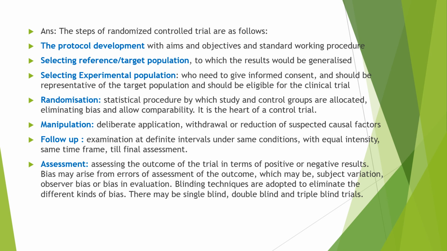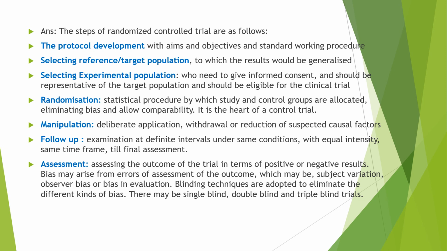And as we mentioned, next is the randomization. Randomization is often called the heart of a controlled trial. It is a statistical procedure by which study and control groups are allocated, eliminating bias and allowing comparability. And this is followed by manipulation, which involves a deliberate application, withdrawal, or reduction of the suspected causal factors.